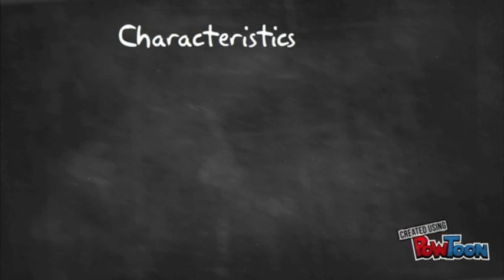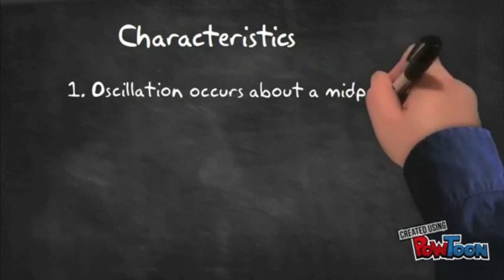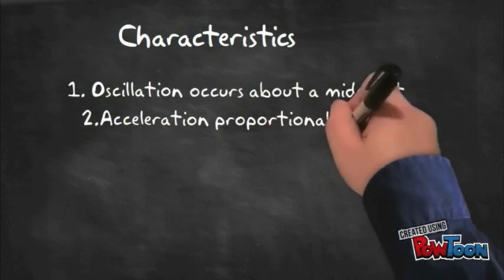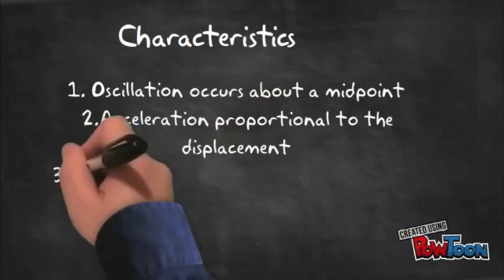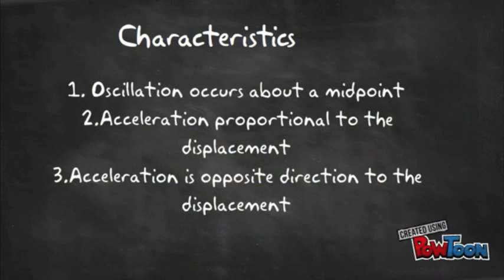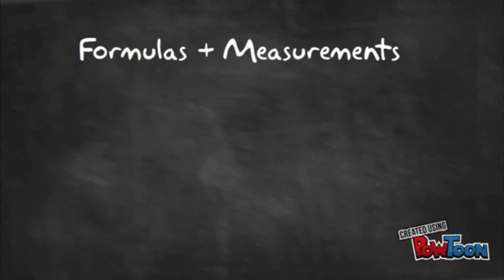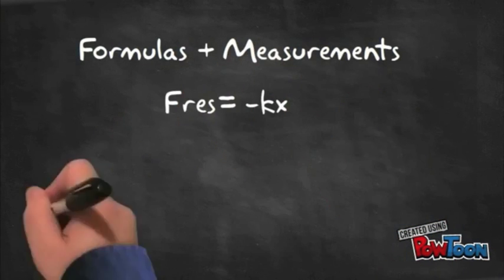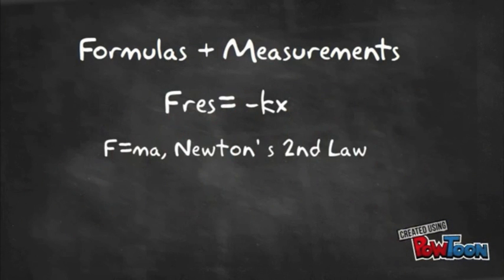So what are the characteristics of simple harmonic motion? Firstly, oscillation has to occur about a midpoint. Secondly, acceleration is proportional to the displacement. And thirdly, acceleration has to be in the opposite direction to the displacement. The characteristics of simple harmonic motion expressed as mathematical equations are as follows.